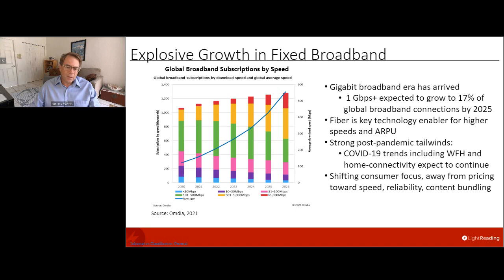Of course, the average speeds are not going to be gigabit. That's the blue line.